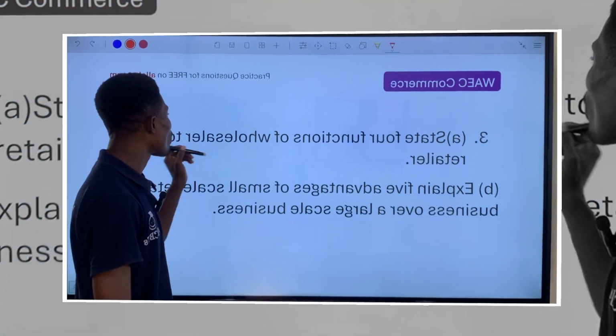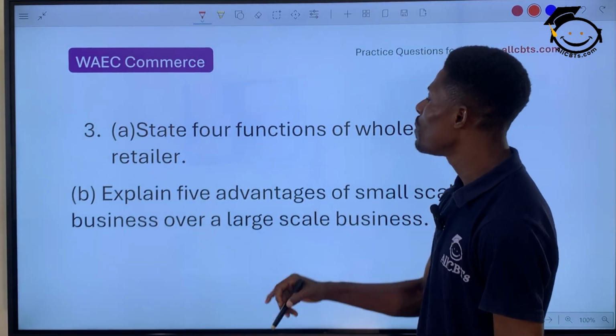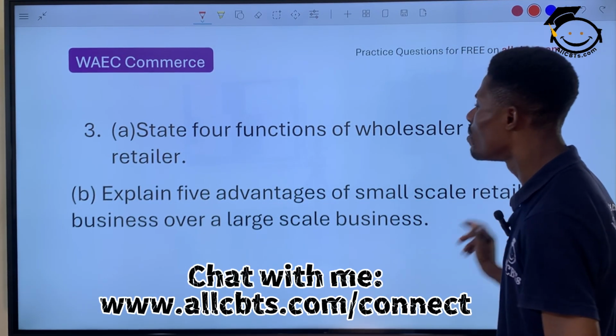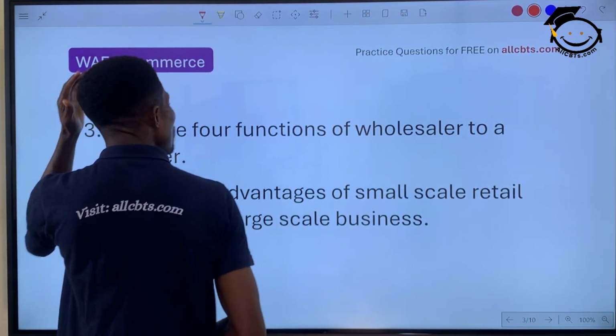State 4 functions of a wholesaler to a retailer. Question B. Explain 5 advantages of small-scale retail business over a large-scale business. What are the 4 functions of a wholesaler to a retailer?